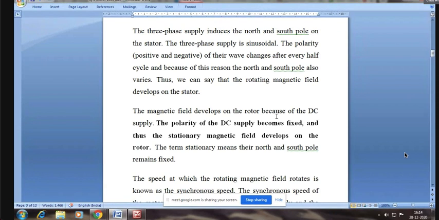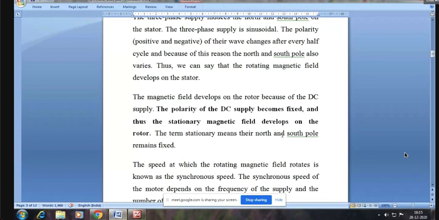Yes, sir. The polarity of the DC supply on the rotor becomes fixed, and thus a stationary magnetic field develops on the rotor. What this means is the north and south poles developed on the rotor will be fixed. They don't change at regular intervals of time. Yes, sir. Can you tell me now?